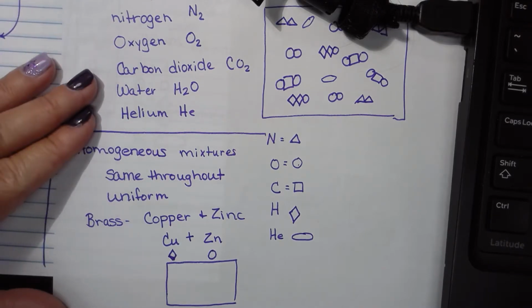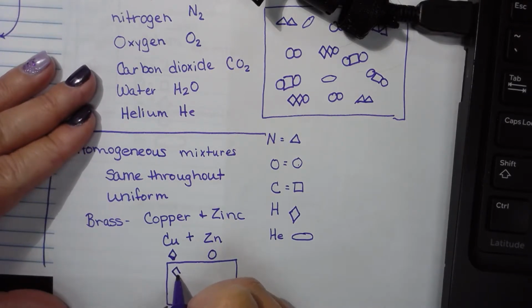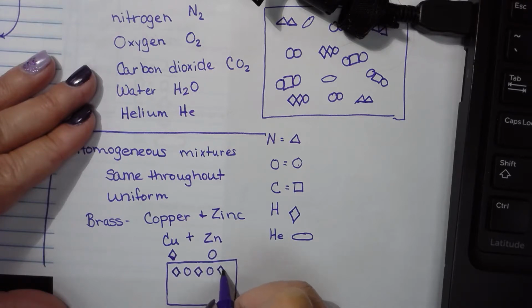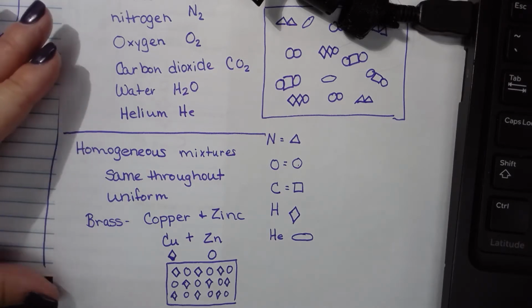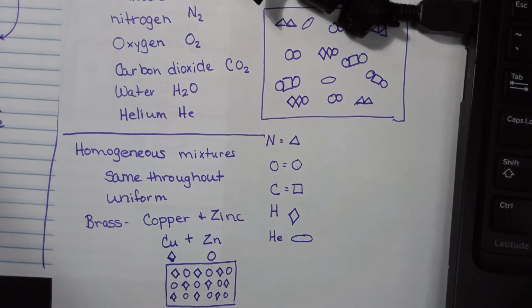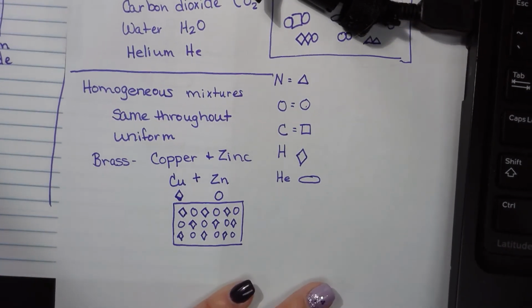Okay, so if this is a homogeneous mixture, what that means is there's going to be order to it. Wherever I look in the sample, if I look at it on a particle basis, it's all going to look the same. It's uniform throughout the entire sample. In other words, the atoms, or the compounds in some cases, are evenly distributed. Okay, so let's think about a real life example.